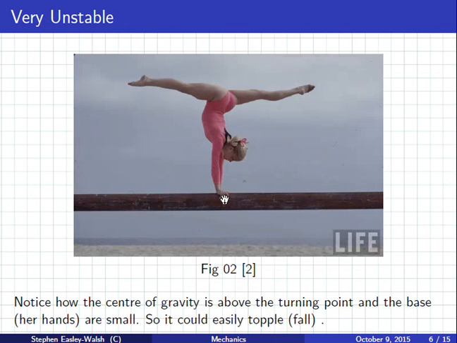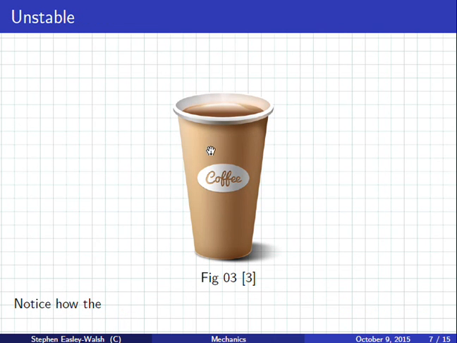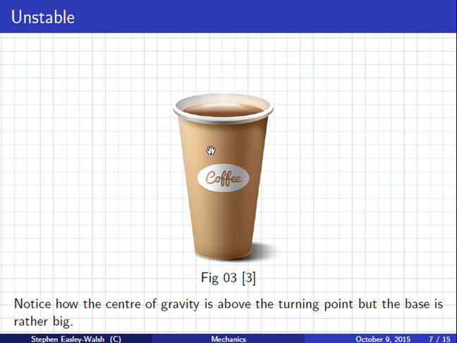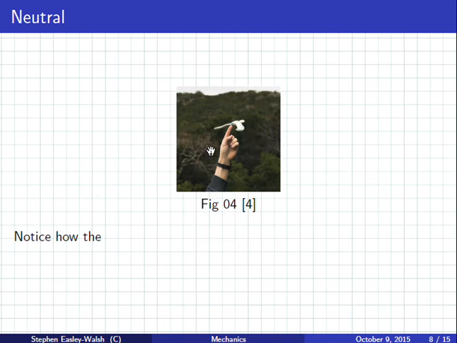So this one is very unstable. But this one is just, I would say, unstable, because it could still fall, but not as easily. Because, what's the difference? The base is bigger. Right. This one here, it's hard to see the picture, is neutral.